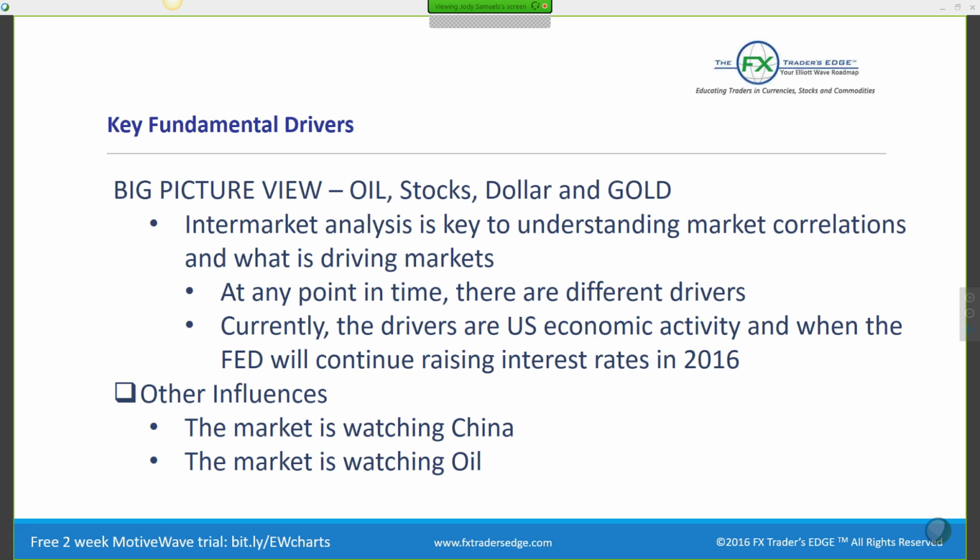Okay, so let's start with the big picture overview. A lot of this we started to discuss last month in the webinar, so I'm going to carry through with the same theme.